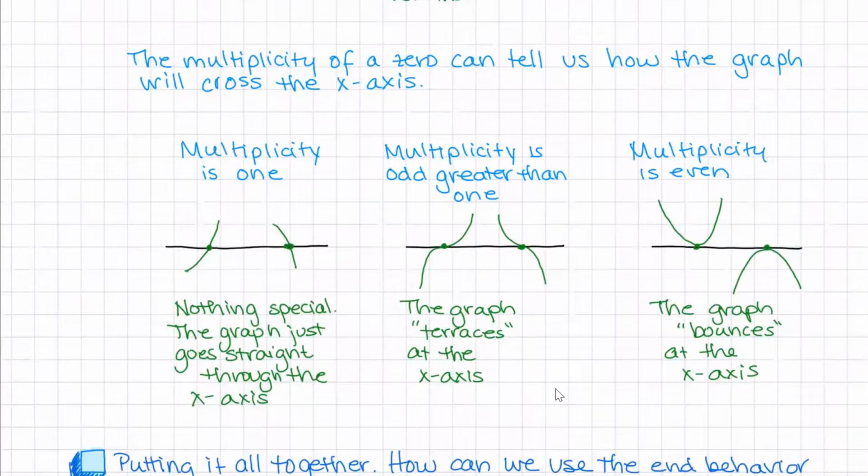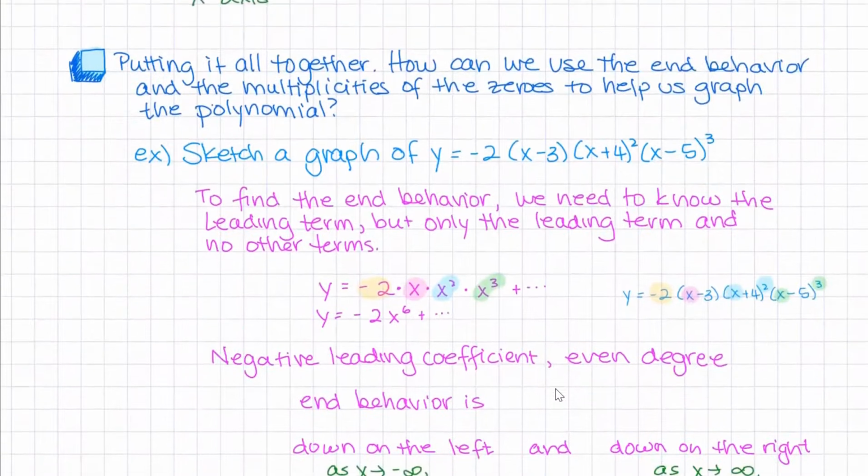Okay, so putting it all together, how can we use end behavior and the multiplicity of the zeros to help us graph? So here's one example. It's all factored out though, which is going to be helpful with the zeros, but for the leading coefficient, we have to multiply all this together to find the leading coefficient and the degree. Or do we? We don't actually have to multiply it all together, but we have to think about what it would look like if we multiplied it all together. But remember, we only care about that first term. To find the leading term, just think about the first term.